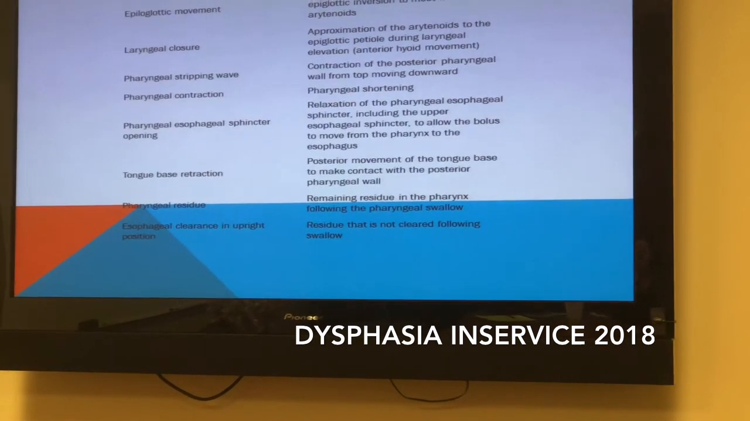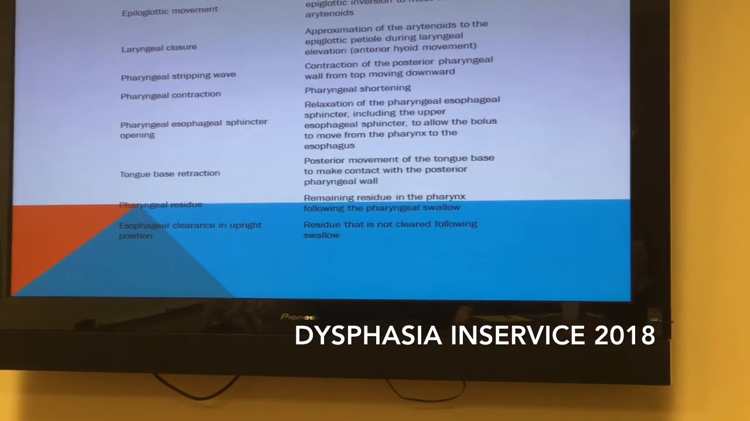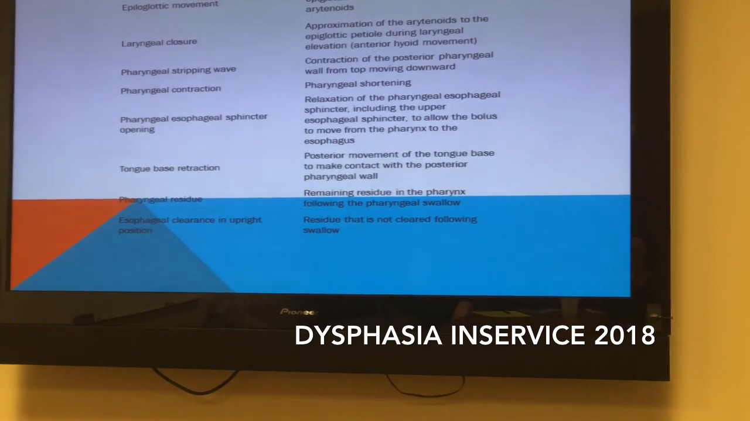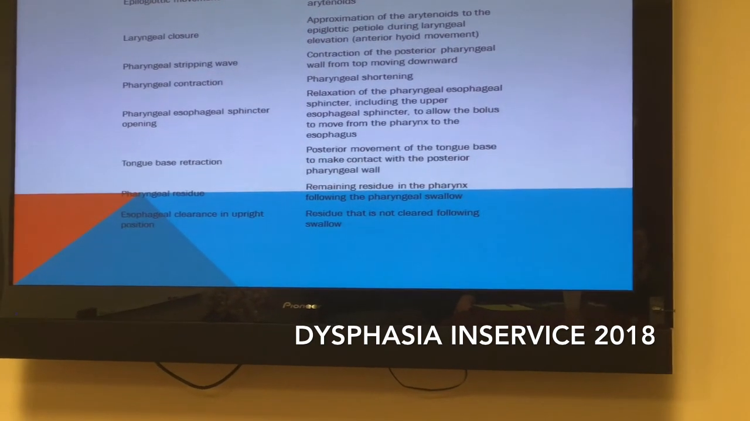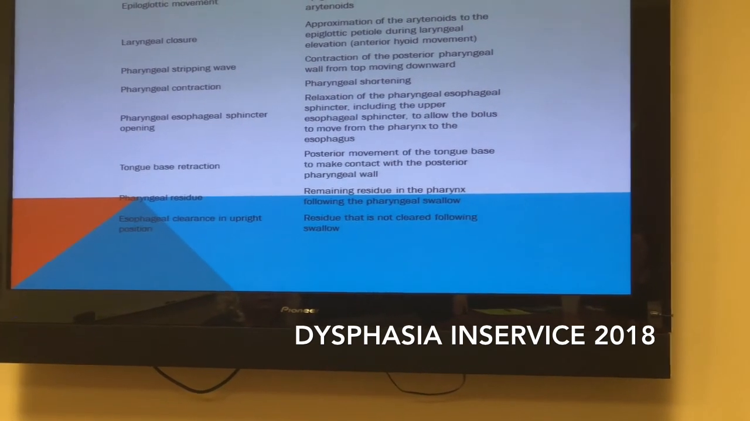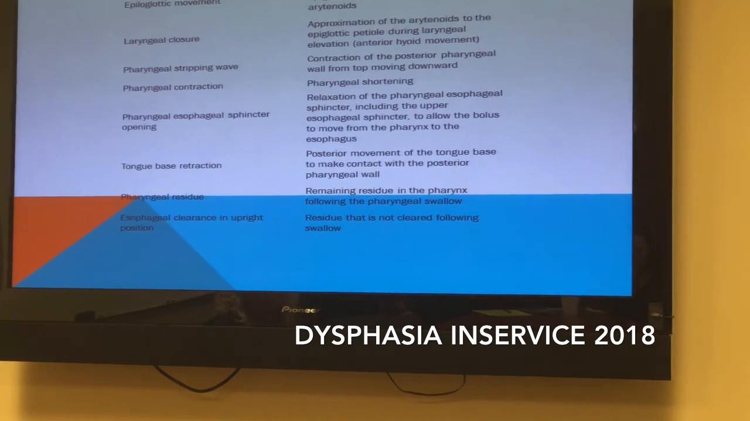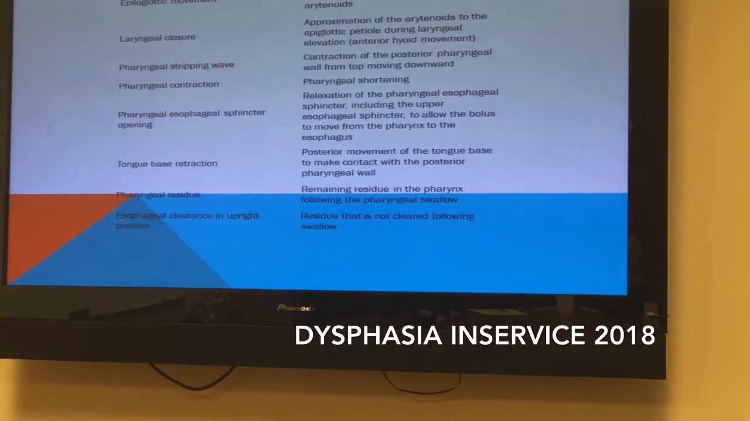Sometimes with a normal swallow, you'll not clear everything down, and you'll automatically trigger a second swallow to clear. That's not too unusual. But in a lot of patients, they don't trigger that second swallow, or they don't know that there's still food in their throat. And then we look for clearance of the esophagus. So we make sure that everything clears through the esophagus and into the stomach.